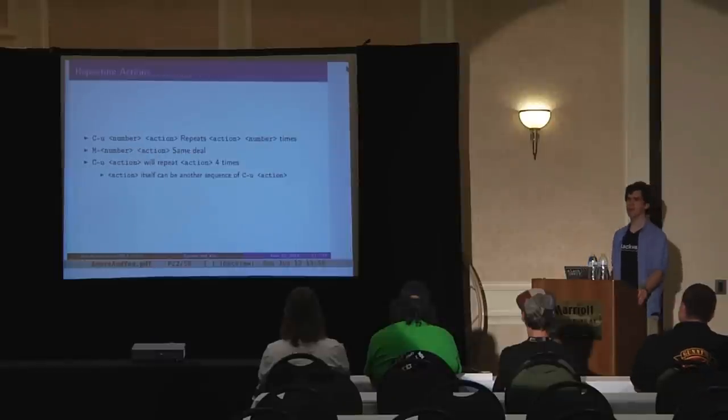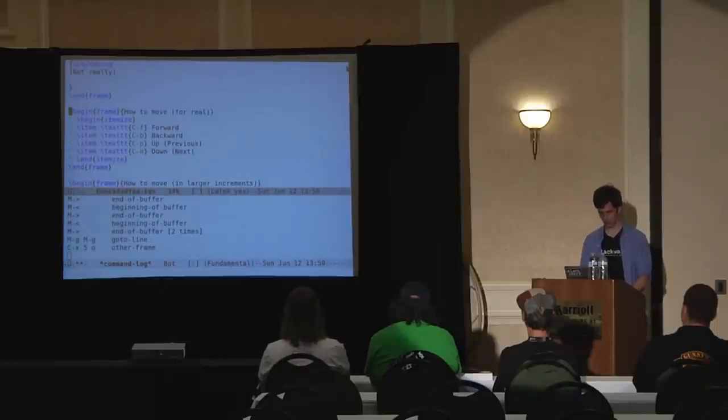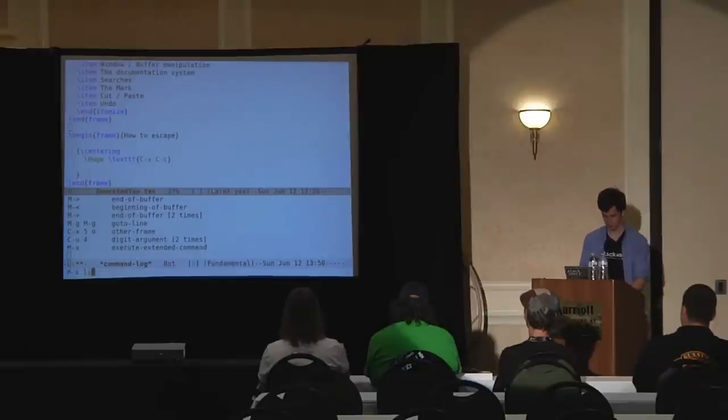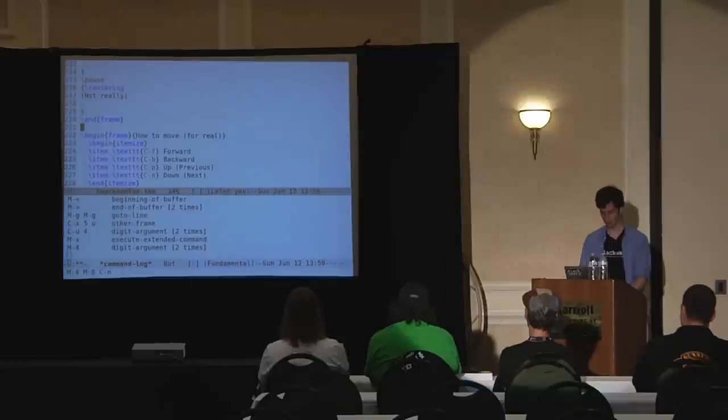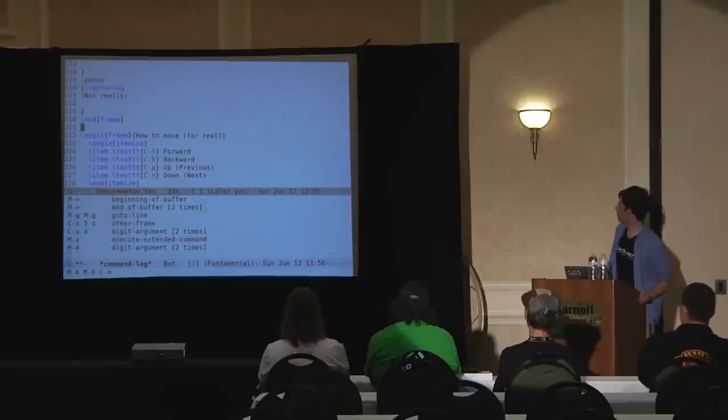So you can repeat any action by using Control U or Meta U. If I go back to my Emacs window, let's say I want to go down 40 lines. I would do Control U, 40, Control P, and it would go down 40 lines. Let's enable line numbers. If I want to go up 40 lines, I could do Alt 40, Control N. Actually, I was doing it backwards. I just thought backwards. That's nice. And you can see all of the extra stuff going on in the command log down there.